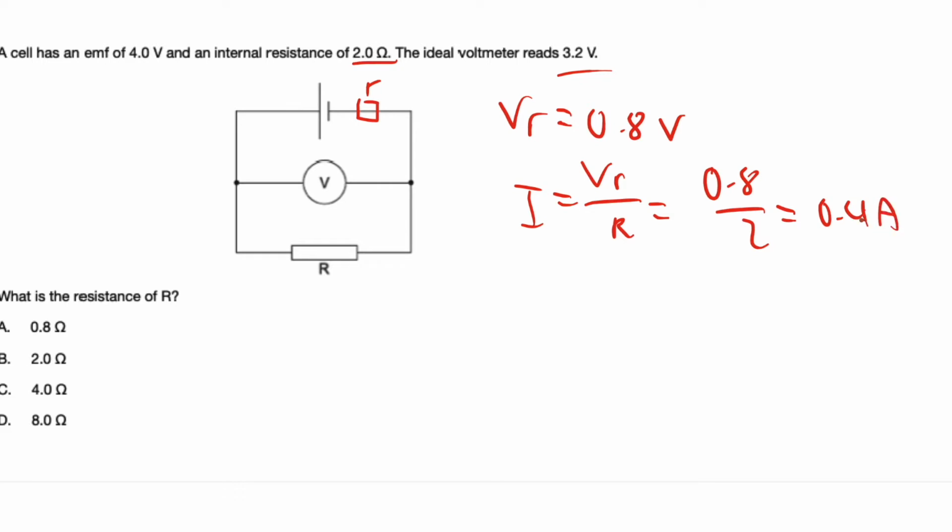What's the unit? Ampere. So here, what's the resistance of R? You know the voltmeter here measures the voltage of resistor R. So 3.2 volts over 0.4 is going to be equal to 8. So the answer is D.